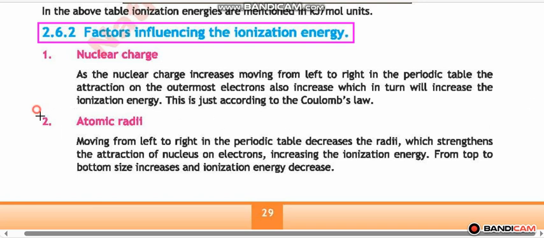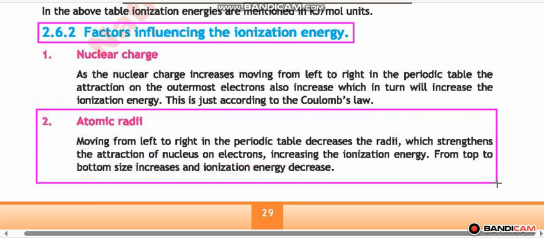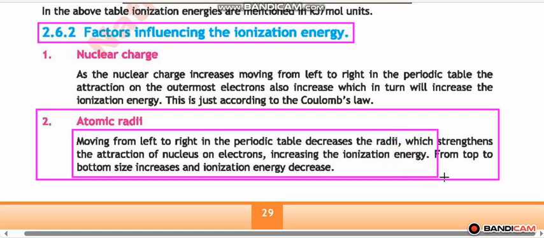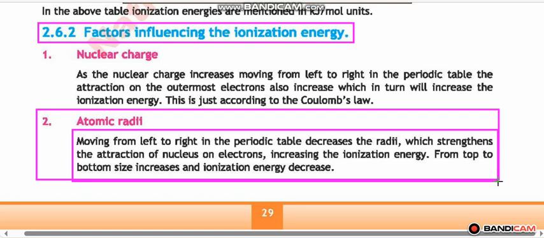Next is atomic radii. Atomic radius means the distance from the nucleus to the outermost electrons. Moving from left to right in the periodic table, the radii are constantly decreasing. It strengthens the attraction of the nucleus on electrons, increasing the ionization energy. From top to bottom, the size increases and ionization energy decreases.